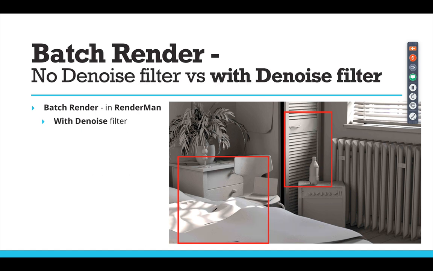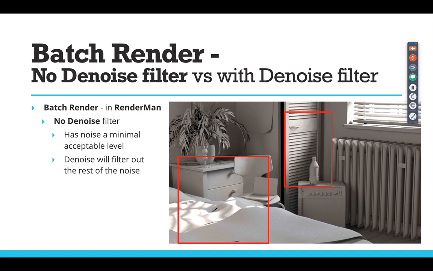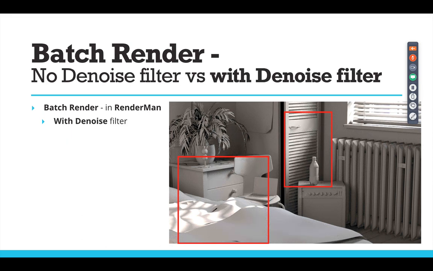Now, the goal is if you can get your scene to this level of noise, that is acceptable. And then when you go to do a final batch render, you put denoise on it, and we'll get rid of the rest of the noise for you. But if you're not about 85, 90% free of noise, and you apply the denoise filter, it's just going to blur stuff. It's not going to look right. It's not going to operate properly. So I use this as an example just so you can see what the minimal acceptable level of noise is before you use the denoise filter.